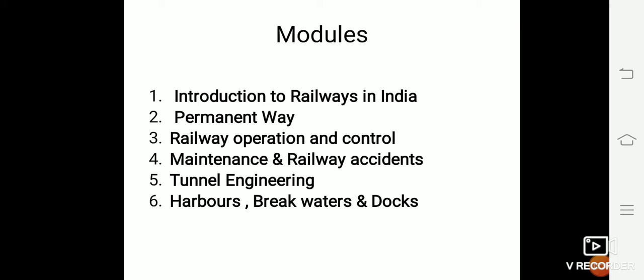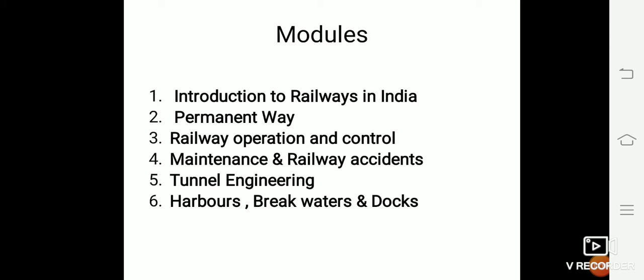And then we'll discuss geometric design. Like we studied in Transportation Engineering 1, there are horizontal curves, vertical curves, superelevation, radius, etc. for a normal road. In order to design a road, we have to find all these things. Likewise, in railways also it comes: radius, superelevation, curve efficiency, transition curve, gradients, etc. So this will come under module 2.